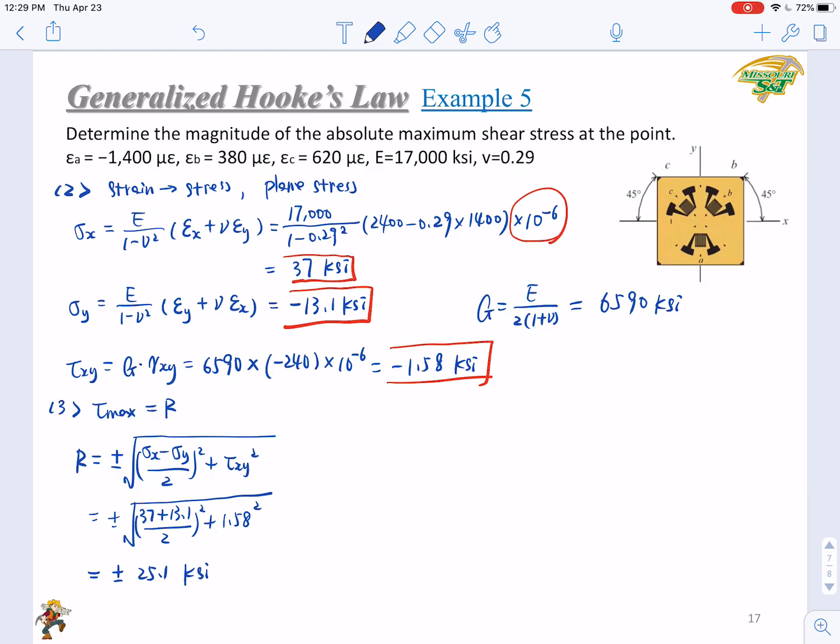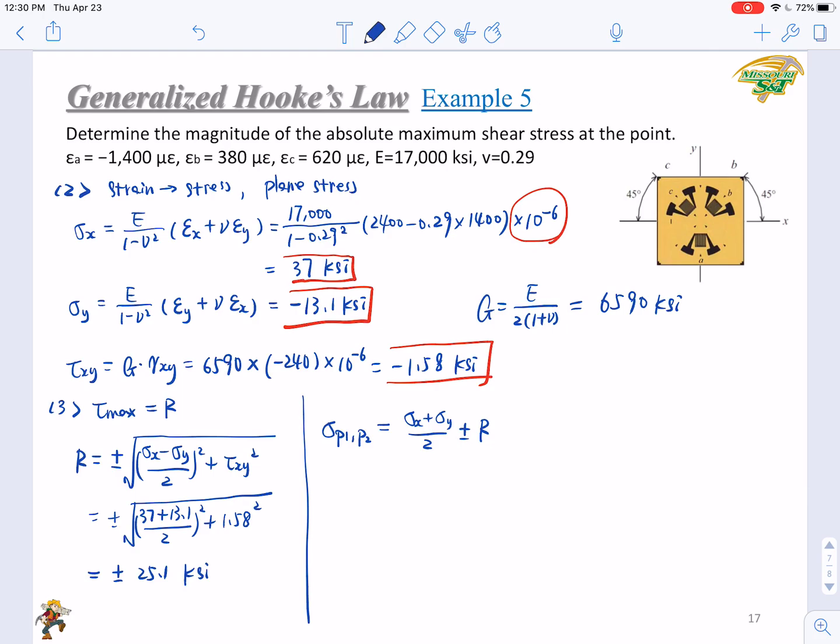But will the absolute tau max be larger than this value? We need to do a double check. It's possible that they equal each other, or they do not. It depends on whether the two principal stresses have the same sign, right? So we need to double check by calculating the two principal stresses, P1, P2, which is just center plus or minus R. The center will be sigma x plus sigma y over 2, plus or minus R.